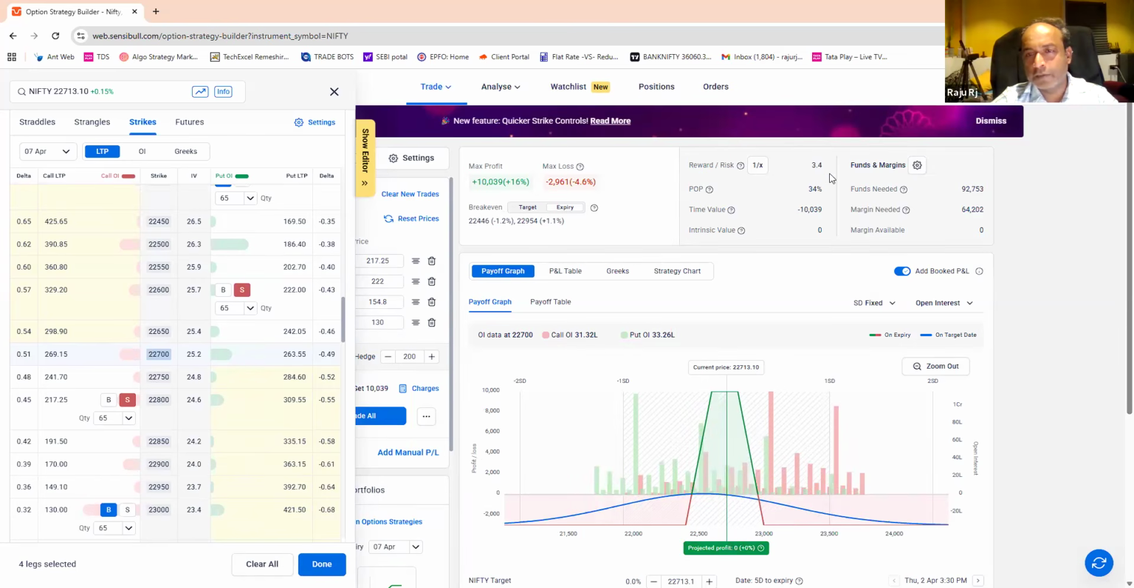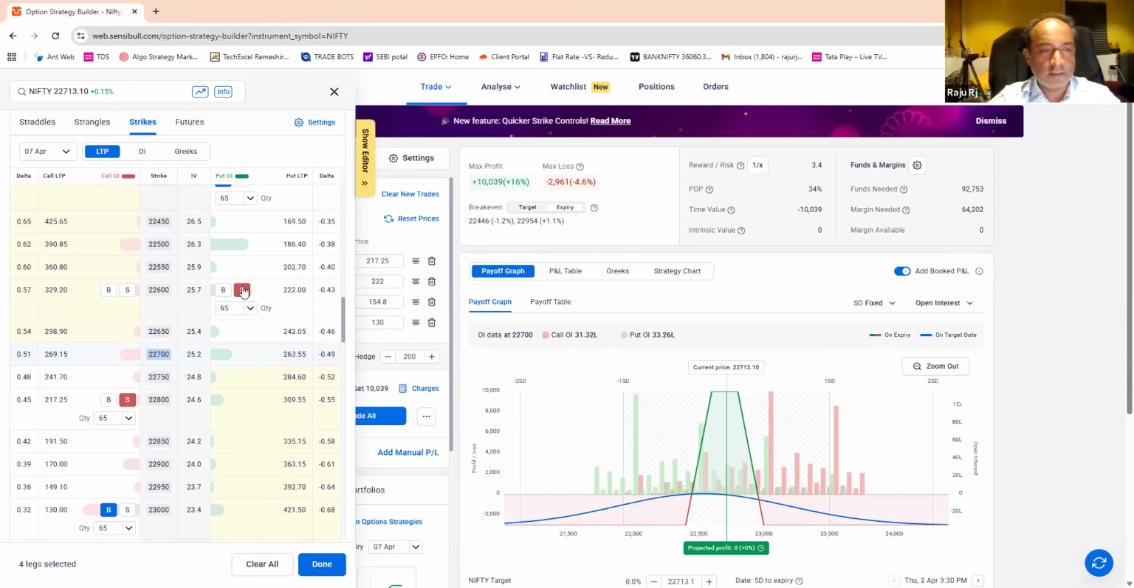If you see here, risk to reward is 3.4. The maximum loss you can have is 2,900. But here the Nifty range also increased. In the previous one we had only 1%, but here it is 1.2%. If the Nifty closes between 22,446 and 22,954, you'll make very good profit, up to almost 16% of the deployed amount. The amount remains the same.